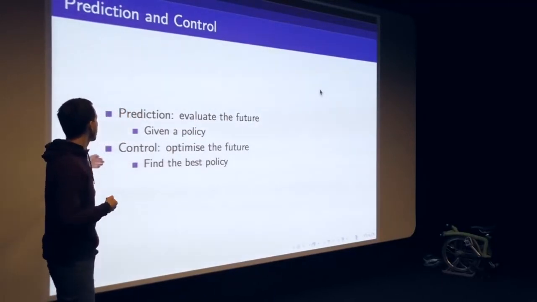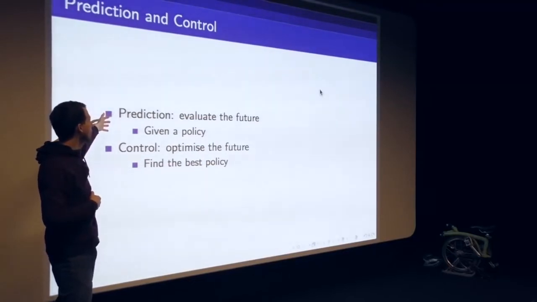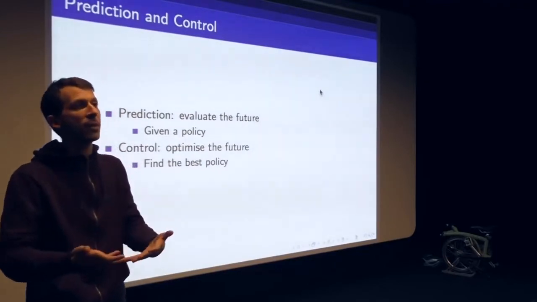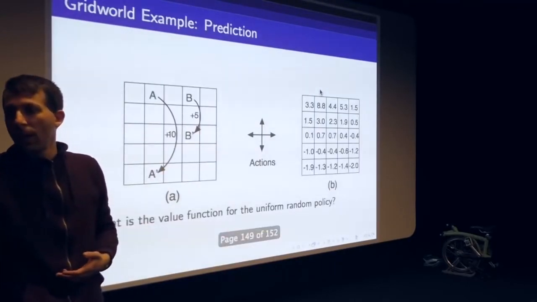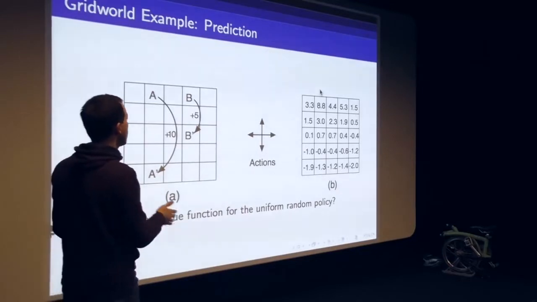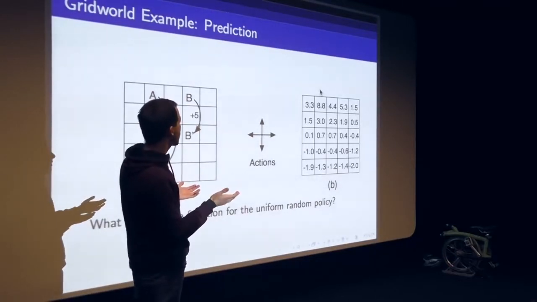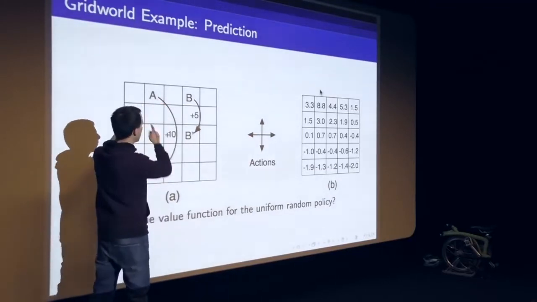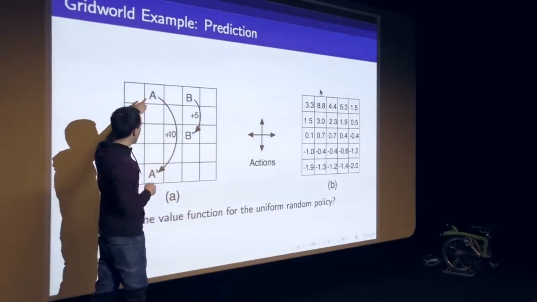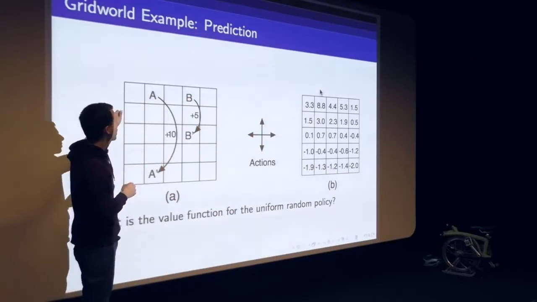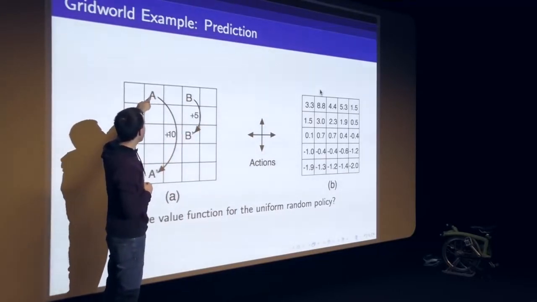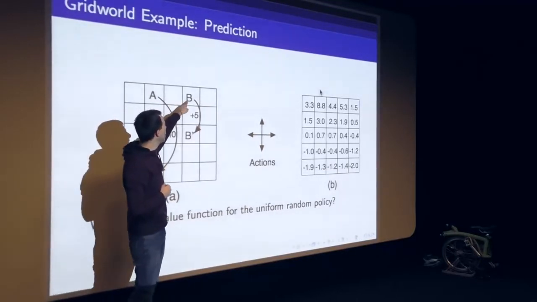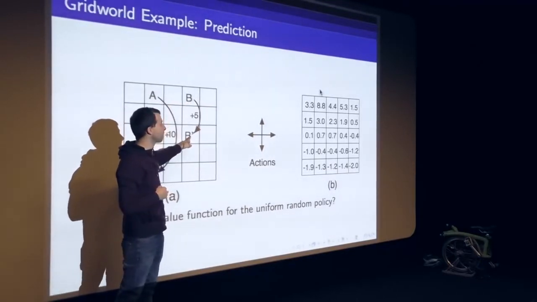Typically in reinforcement learning, we need to solve the prediction problem in order to solve the control problem. We need to be able to evaluate all of our policies to figure out the best one. If we go back to our grid world example, you have an agent moving around this grid world. It basically gets -1 per time step, but if it goes to A, it gets a +10 reward and teleports to A prime. If it goes to B, it gets a +5 reward and teleports to B prime.